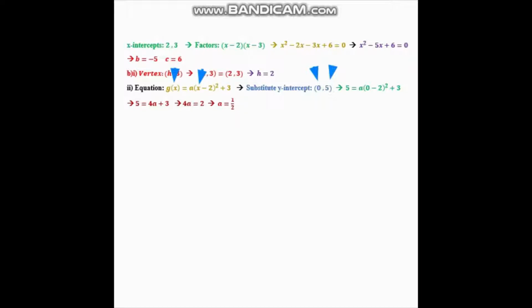So we get 5 equals a times 0 minus 2 squared plus 3. So 5 equals 4a plus 3. Hence a equals half. So take a minute to copy the answer down if you will, and I shall begin the fifth and final question shortly.